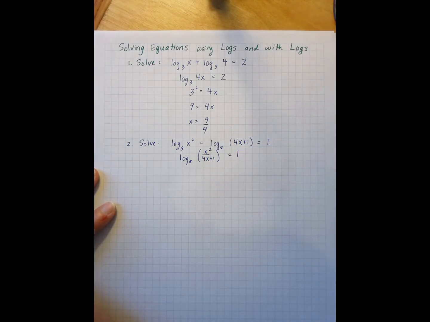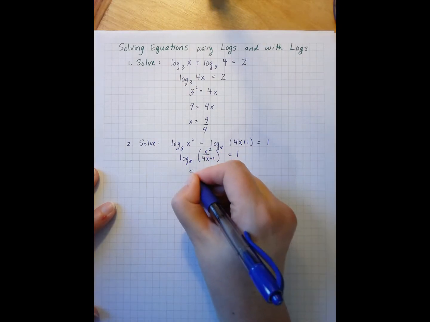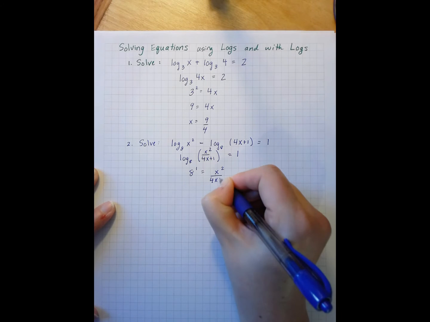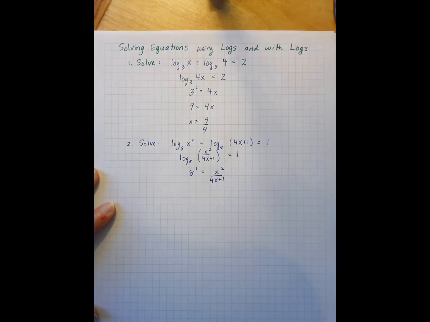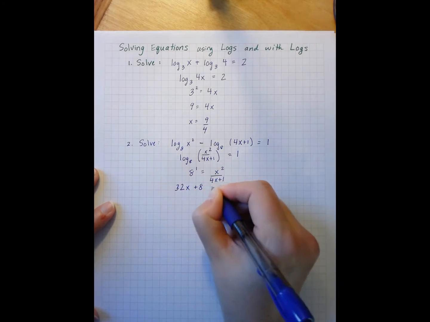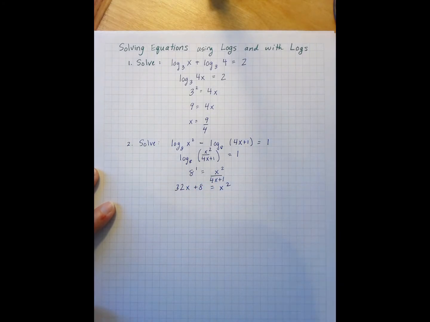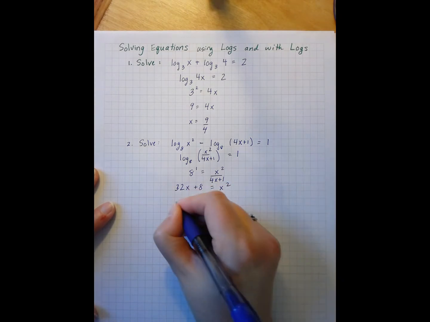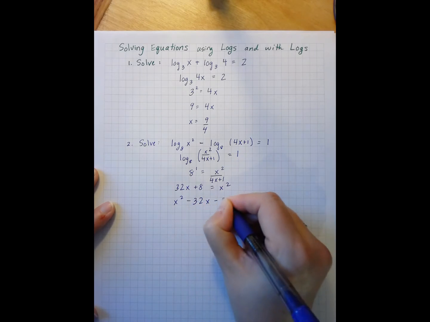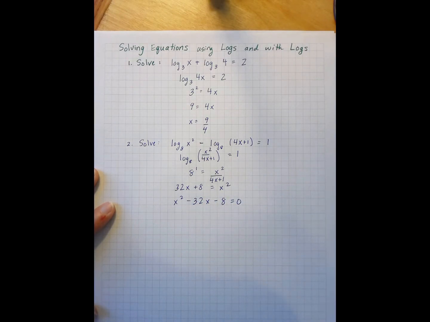I now need to rewrite this as an exponent. So I have 8 to the first power equals x squared over 4x plus 1. I am going to multiply both sides by 4x plus 1. So I get 32x plus 8 equals x squared. I need my equation to equal 0 because it's a quadratic equation. So I have x squared minus 32x minus 8 equals 0.